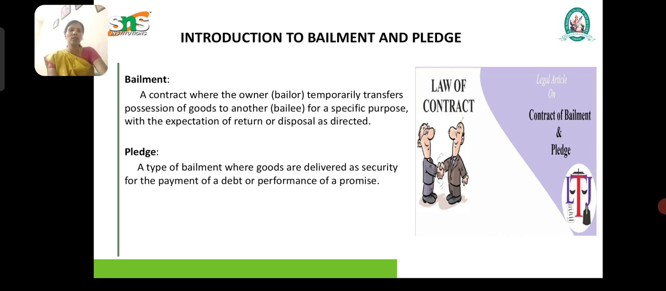The contract where the owner temporarily transfers possession of goods to another, the bailee, for a specific purpose, which is expected to be returned, disposed of, or as directed. That is called bailment. Next one is pledge. The type of bailment where goods are delivered as security for the payment of a debt or performance of a promise.